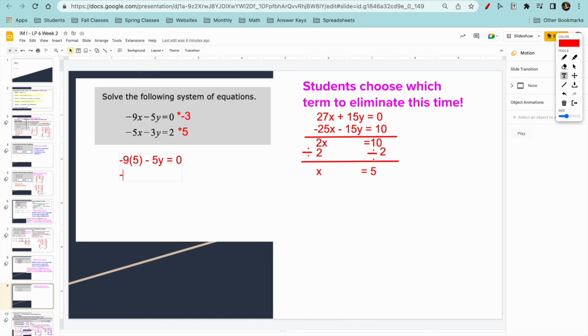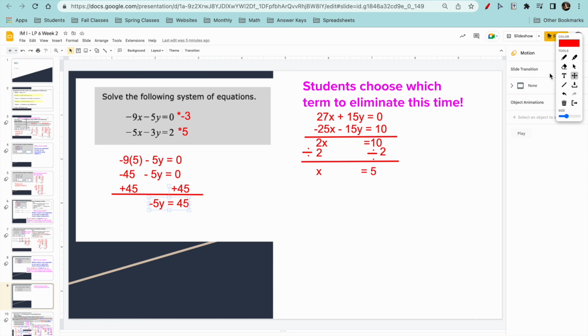So I'm going to have negative 45 minus 5y, equals 0. And so now that I have the multiplication done here, I'm going to start solving for y. So I'm going to undo the subtraction here. I'm going to add 45 to both sides, like that. Okay, so I'm going to go ahead and draw my line here. And I have negative 45 plus 45 cancels out. So I have negative 5y equals positive 45.